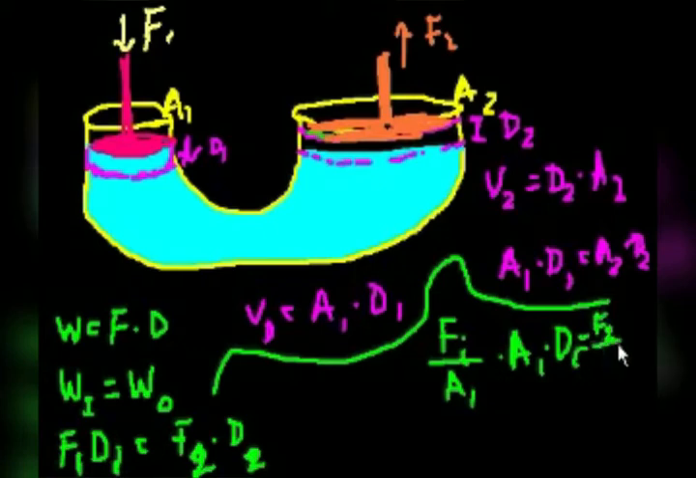F2, I'm not good at managing my space on my whiteboard. F2 over A2 times A2 times D2. Hopefully that makes sense. So what's this quantity right here? This F1 divided by A1.